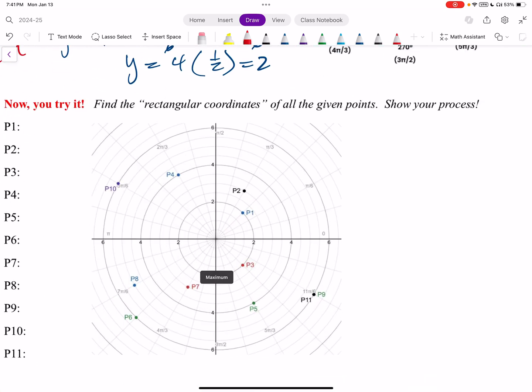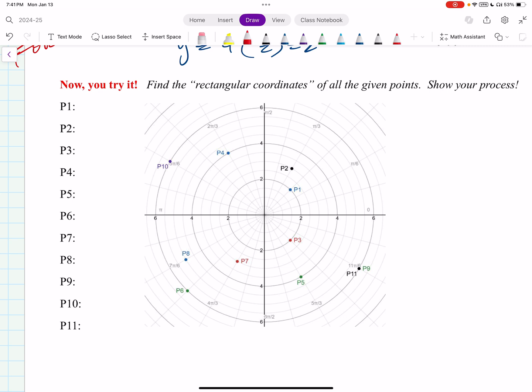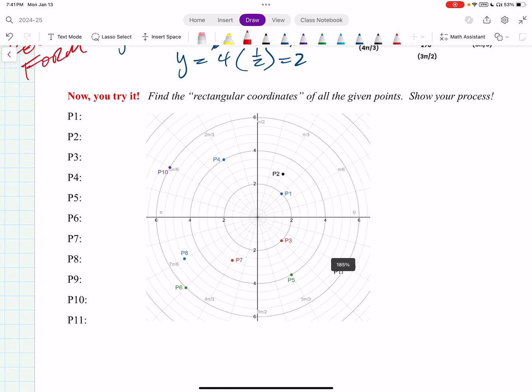So there's a bunch of examples here. You've got to find the coordinates of these points one at a time and show your process. Okay?